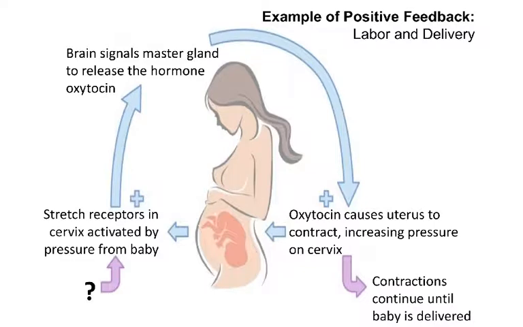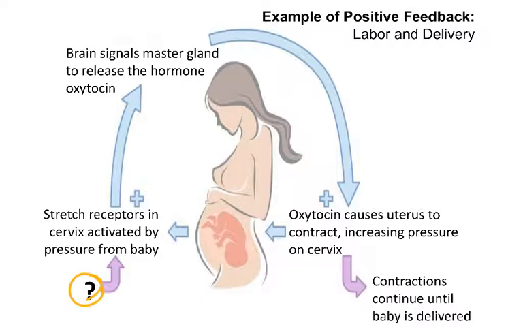So here's the example of labor and delivery. I've got a question mark here because, as far as I know, we still don't quite understand exactly what triggers the beginning of the birth process. We have a good idea in sheep, but sheep and people are a little different. There are a lot of the same mechanisms, but in any case.